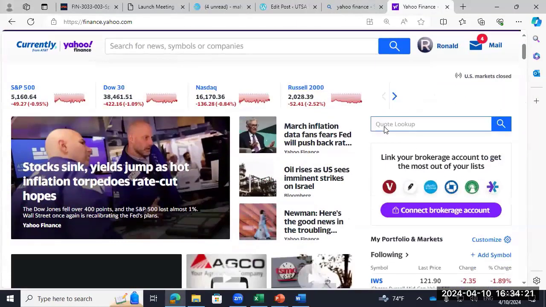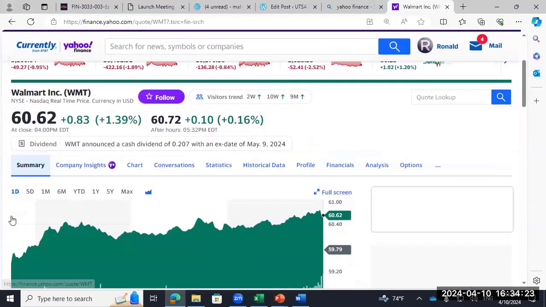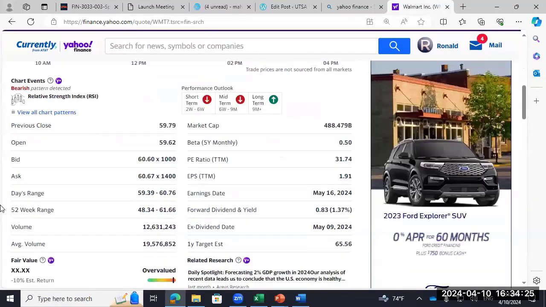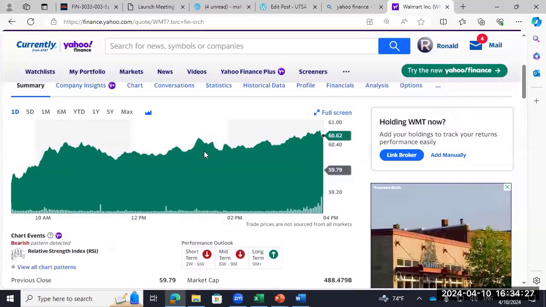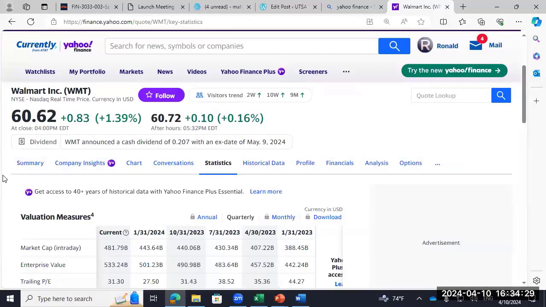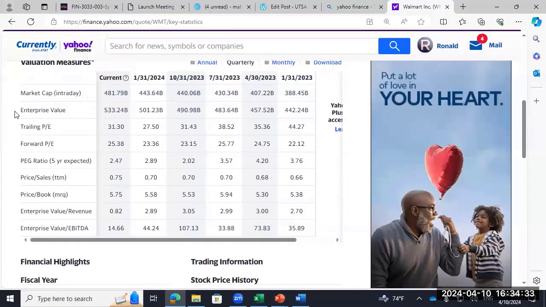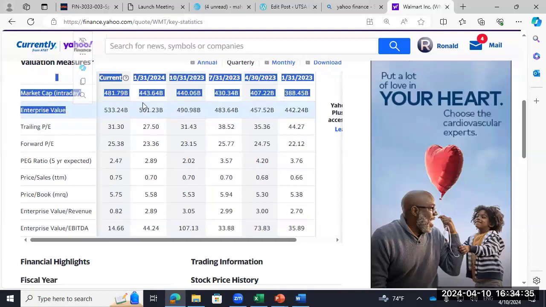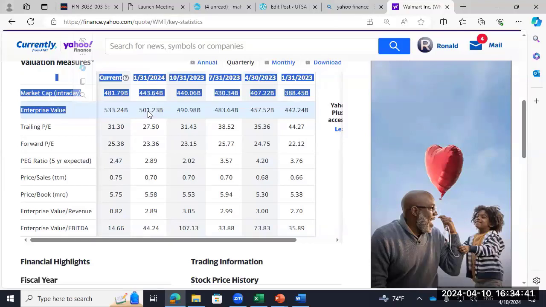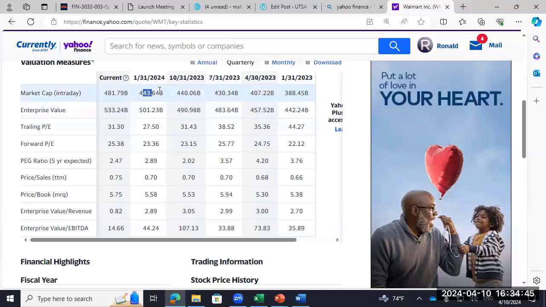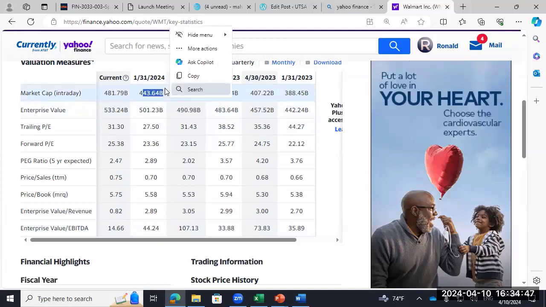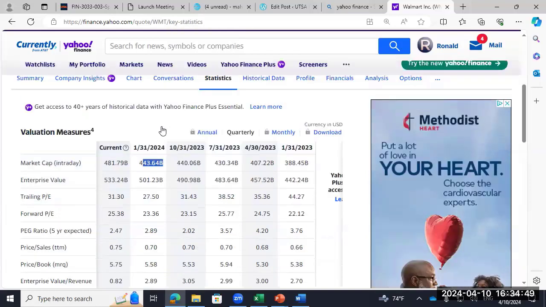So let's look at Walmart. You have to go to statistics. They don't put it on the first page. So there's the market cap. That's the stock. There's the enterprise value. Notice how it's larger because you're adding the debt to the stock amount. Do you think it's possible for enterprise value to be less than market cap? You wouldn't think so, except for what? There's one adjustment we make.